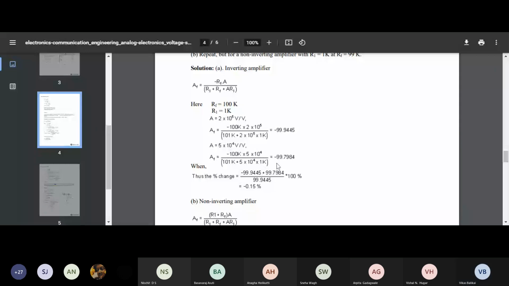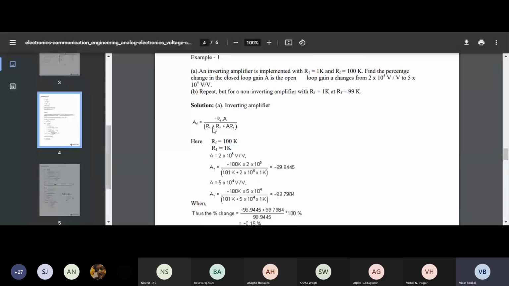AF is this one. And what is the percentage change? Percentage change is the first value minus the second value, whole divided by the first value. So the percentage change in the gain is 0.15 percent. And there is a negative sign, which is basically a mathematical negative sign since it is an inverting amplifier, and it is only to indicate the phase shift, nothing more than that.